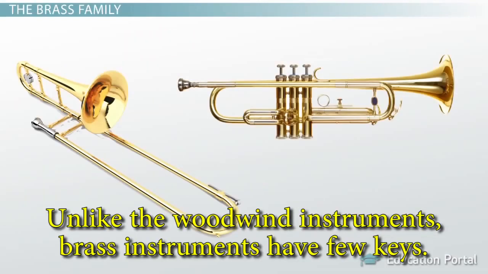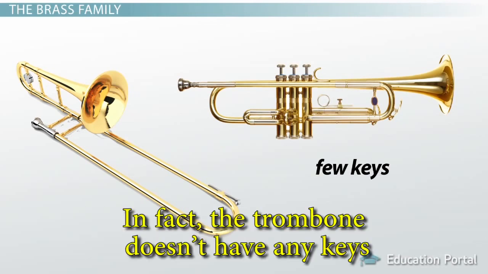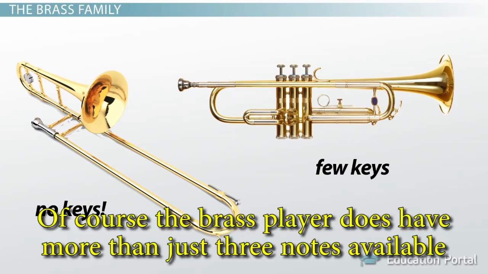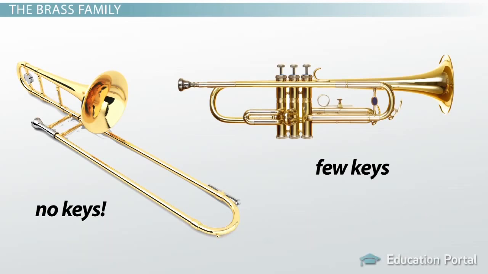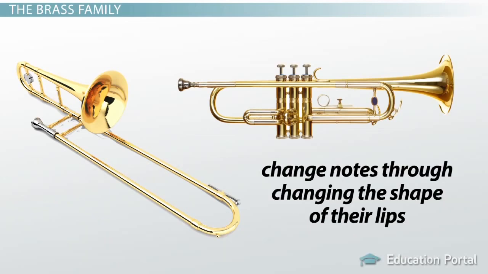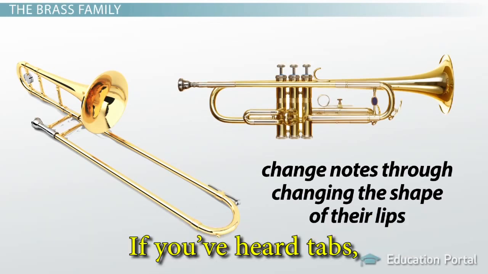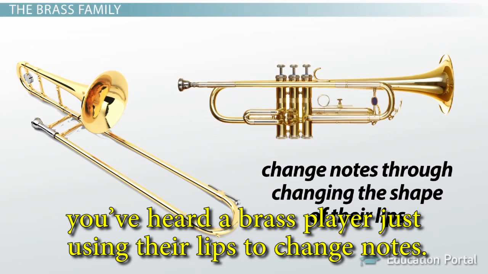Unlike the woodwind instruments, brass instruments have few keys. In fact, the trombone doesn't have any keys. It just uses a slide. Of course, the brass player does have more than just 3 notes available to them through pressing the keys. Brass players also change notes through changing the shape of their lips, where tenser lips play higher pitches and looser lips play lower pitches. If you've heard taps, you've heard a brass player just using their lips to change notes.